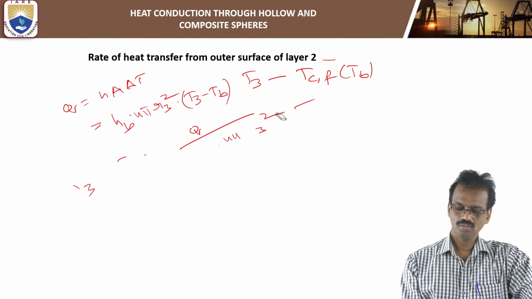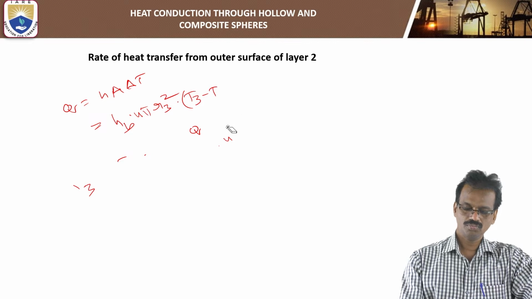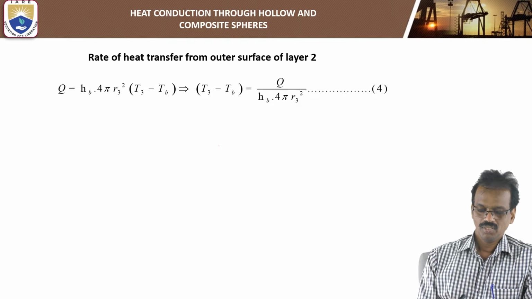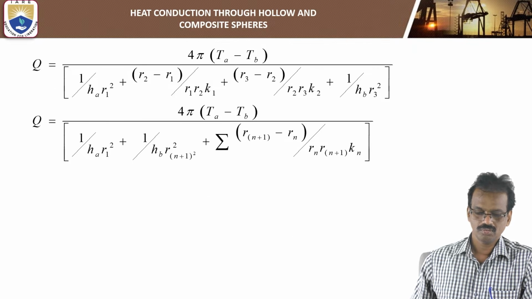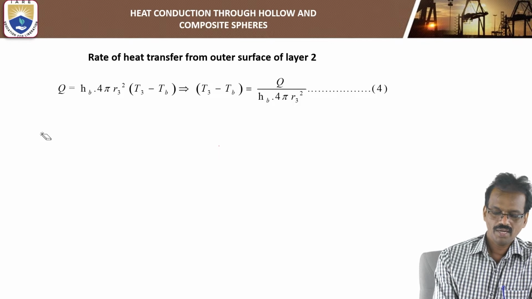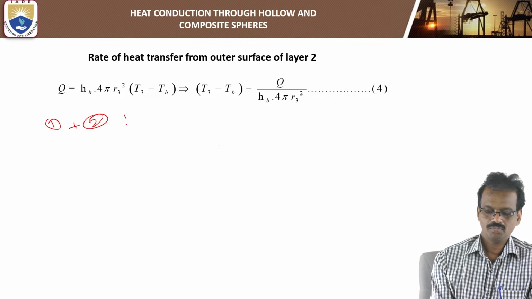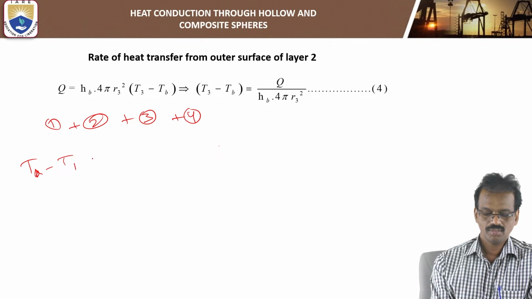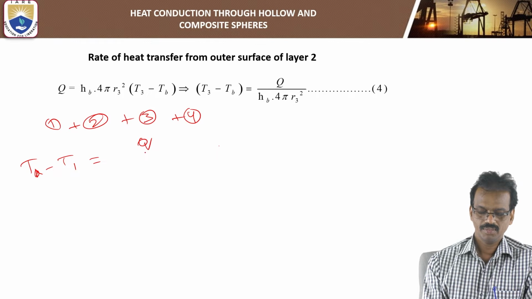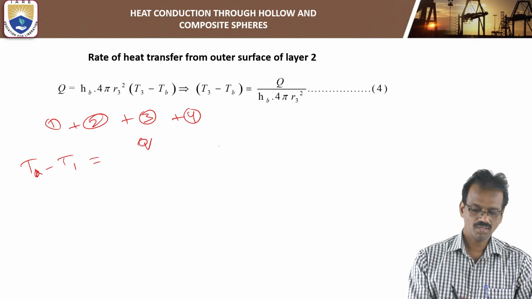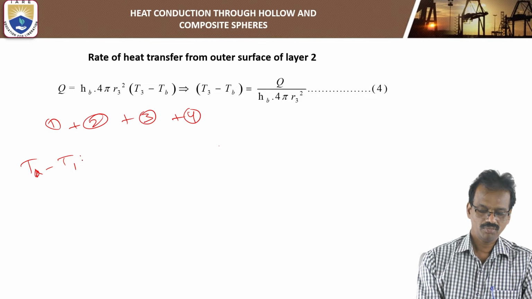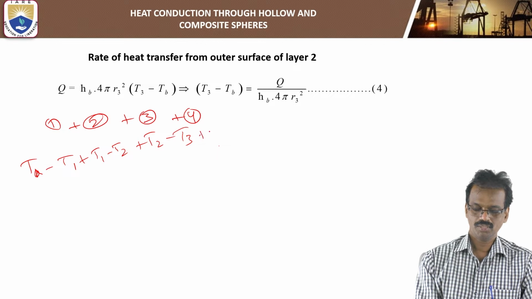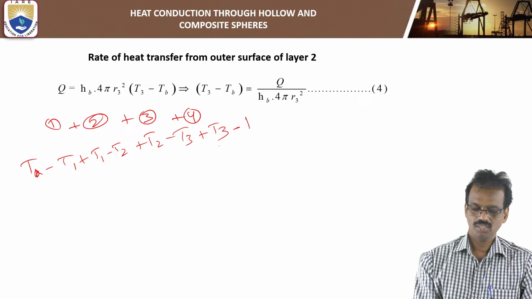So finally we got 4 equations. Then you can add equation 1, equation 2, equation 3 and equation 4. Just once again I'm repeating this. If you add equation 1 plus equation 2 plus equation 3 plus equation 4, the left side terms and right side terms: I am adding all the left side terms. TA minus T1 plus T1 minus T2 plus T2 minus T3 plus T3 minus TB.